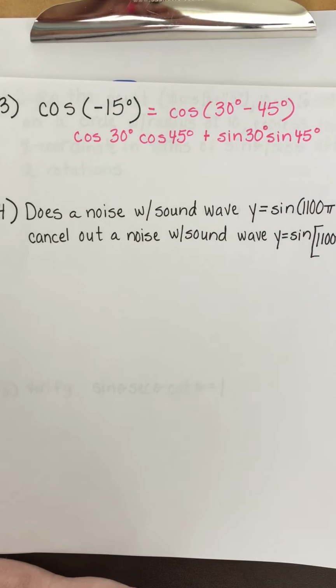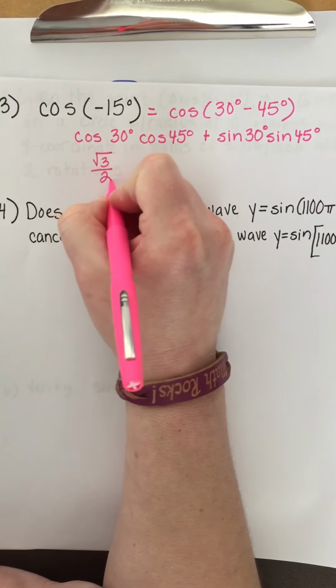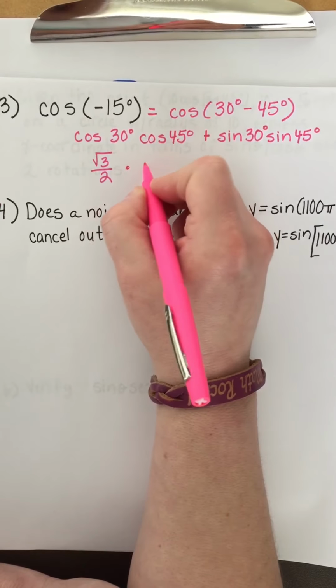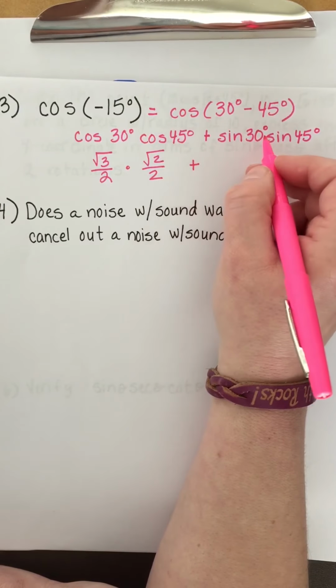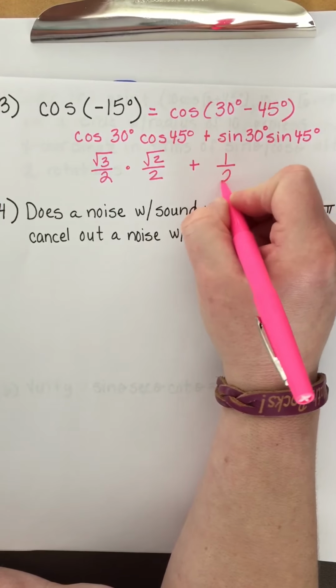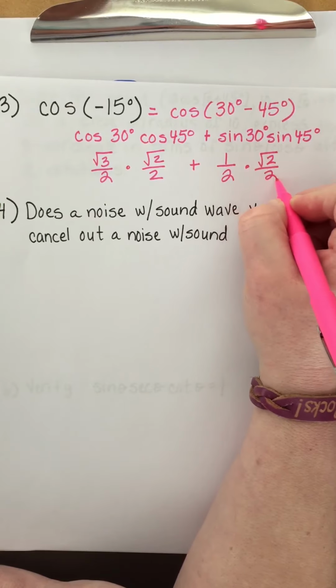And then we just take the values off the unit circle. The cosine of 30 degrees is the square root of 3 over 2. The cosine of 45 degrees is the square root of 2 over 2. The sine of 30 degrees is a half. And the sine of 45 degrees is the square root of 2 over 2.